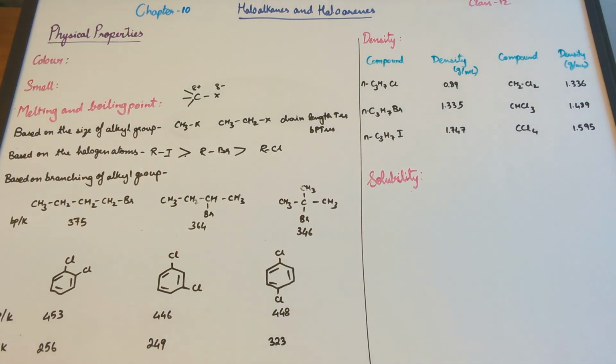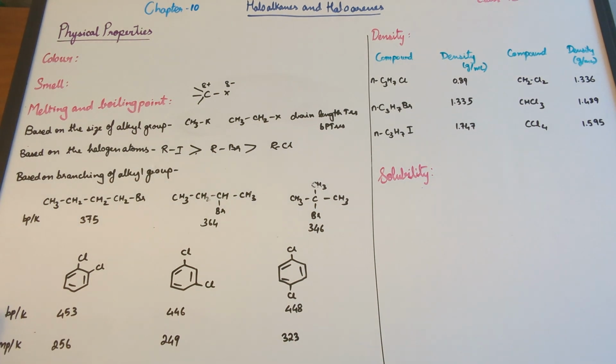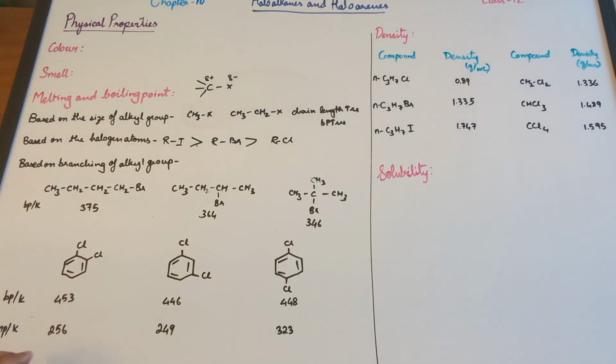The next one is when you have ortho, meta and para isomers. Para isomers, due to their higher symmetry, have the highest boiling point and melting point. However, it is different for meta and ortho, and relatively speaking, they have similar boiling points. There's not a huge difference between this and this. It's pretty close comparatively speaking. But para isomers have the highest boiling point as well as melting point.